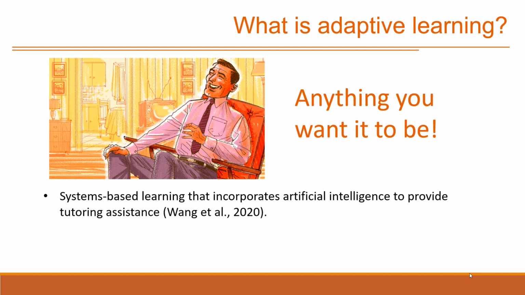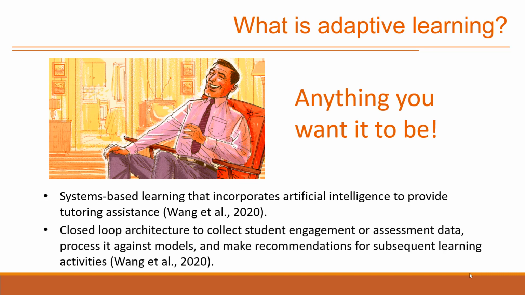According to Wang et al., adaptive learning is systems-based learning that incorporates artificial intelligence to provide tutoring assistance. Adaptive learning is based on a closed-loop structure that collects data from the learner, processes the data against predefined domain, student, and task models and rules, and then recommends learning activities and provides feedback based on results.